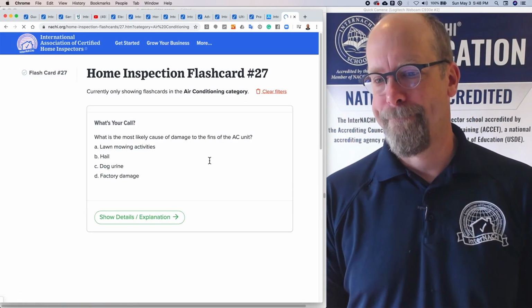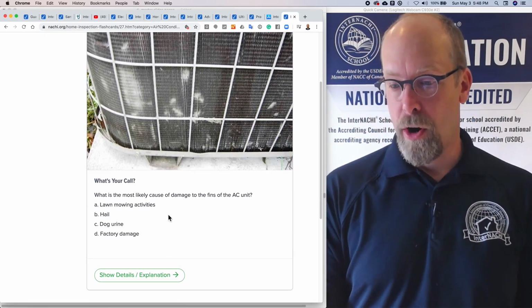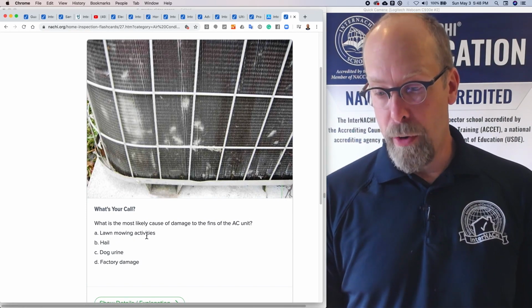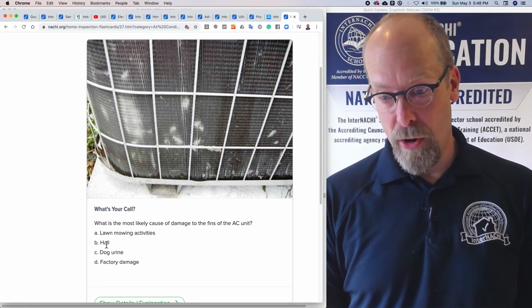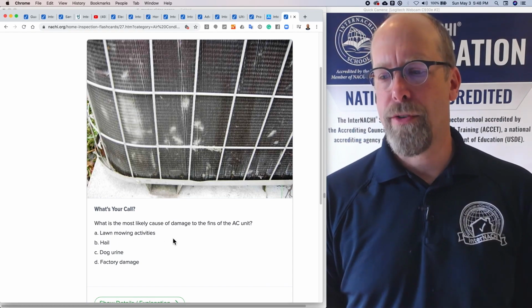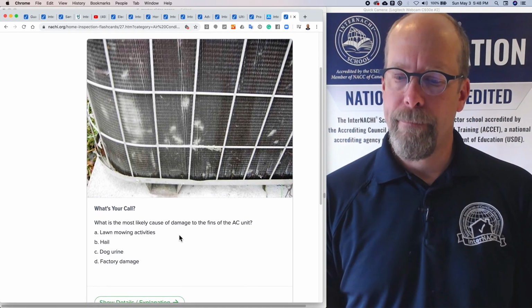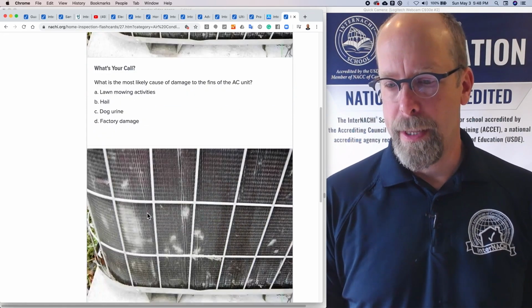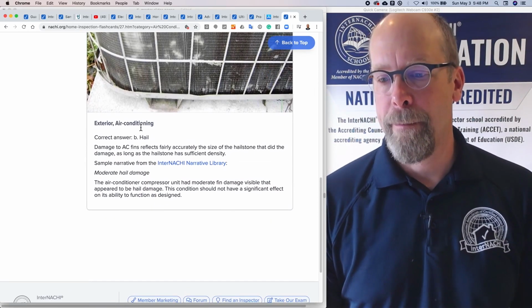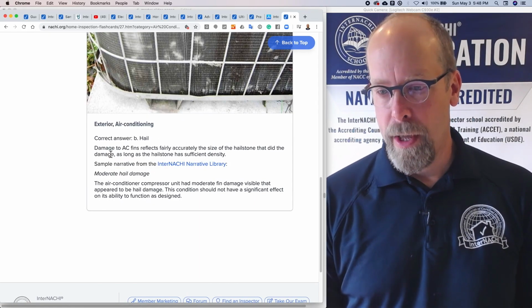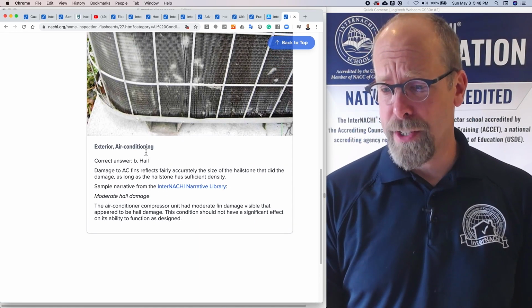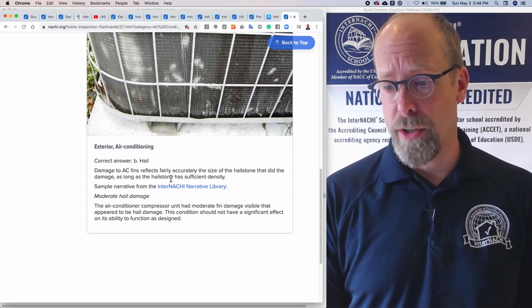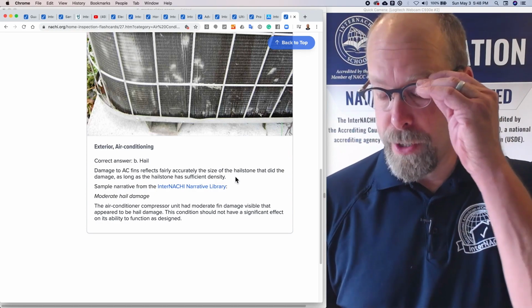Air conditioning. What's your call? What is the most likely cause of damage to the fins of the AC unit? Lawn mowing activities, hail, dog urine, factory damage. I don't know. Maybe hail? I don't know. Let's see what the damage is. Correct answer, hail. Damage to AC fins reflects fairly accurately the size of hailstones that did the damage, as long as the hailstone has sufficient density.